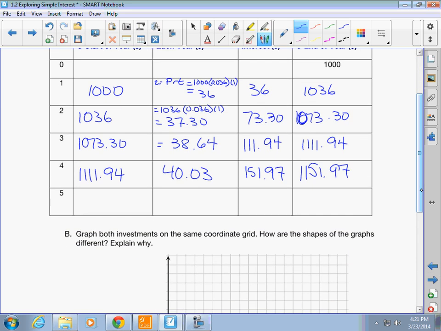For year 5, she's starting out at $1,151.97. Interest on that is $41.47. So her total interest earned is $193.44. So her total value is $1,193.44.